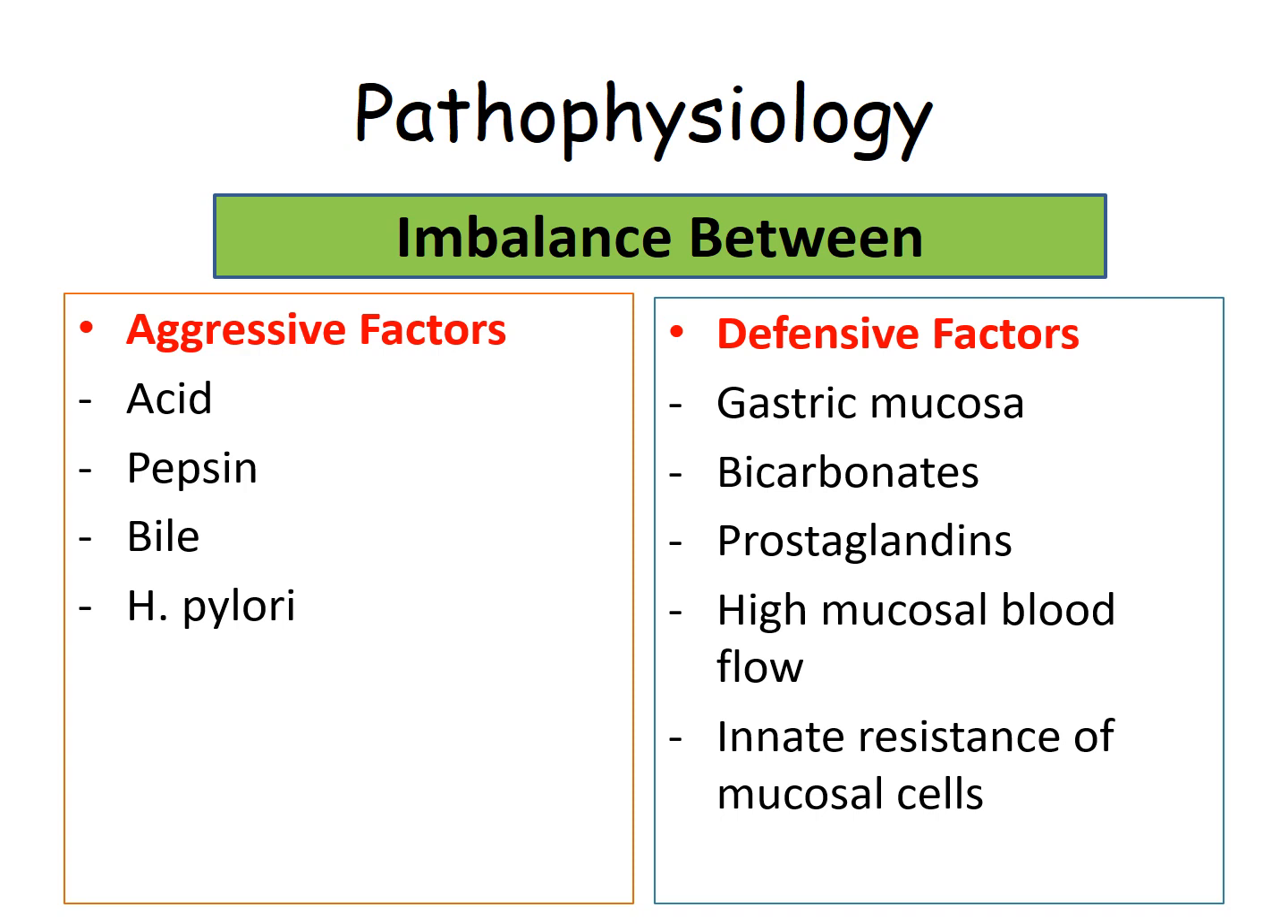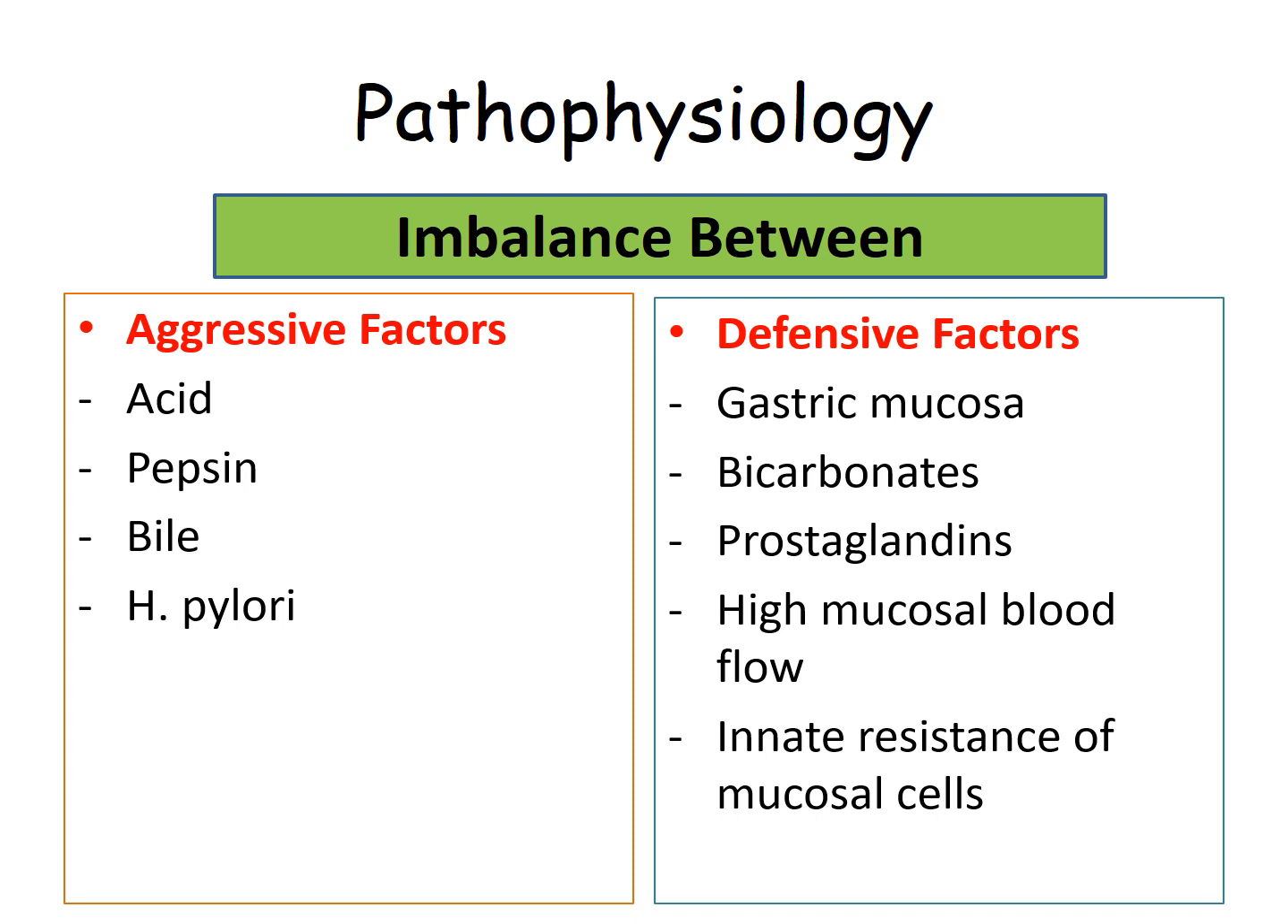factors. Aggressive factors are acid, pepsin and bile, which are normally seen in our body, and then H. pylori infection. So one infection which is associated with our peptic disease is H. pylori infection, Helicobacter pylori. And the defensive factors which normally occur in our body are gastric mucosa, bicarbonate, prostaglandin, high mucosal blood flow, and innate resistance of mucosal cells.